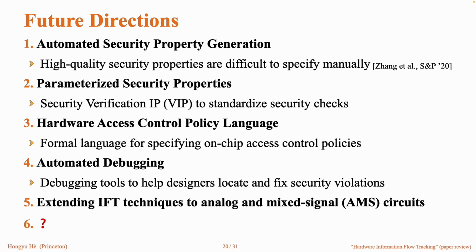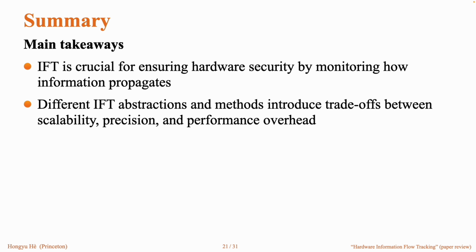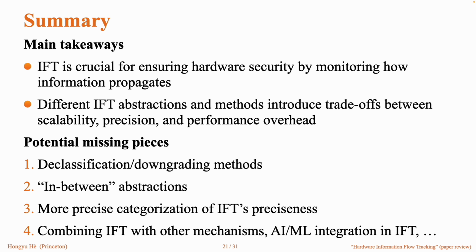And I think that's pretty much what I wanted to talk about. If you have to remember anything from this presentation or paper, I think there are two very important messages. IFT is very useful not only in the software context, but also increasingly being used in the hardware context as well. And different abstractions and methods are navigating the trade-off space. The potential missing pieces we've discussed are the classification methods, downgrading methods, different levels of abstraction, as well as the preciseness definition, and potentially combining IFT with other techniques.